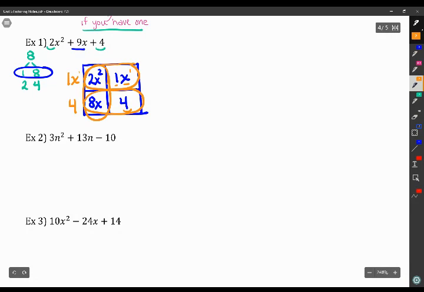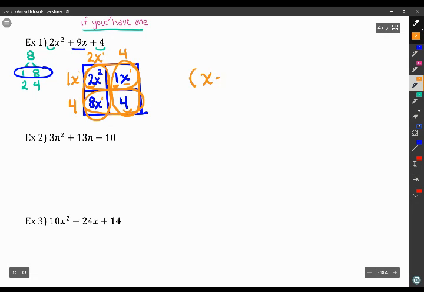Going the other way, you look at 2x squared and 8x. 2 is your smaller number. Does it divide into 8 evenly? It does, so we write it down. And do they have a letter in common? They both have an x, and the smallest power is 1, so we just take 1 out. And as we look at 1x and 4, our smaller number is 1. Does it go into 4 evenly? It does. Do they both have a letter in common? They don't, so you're done.